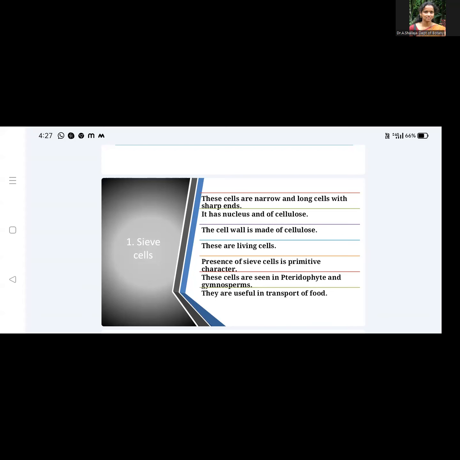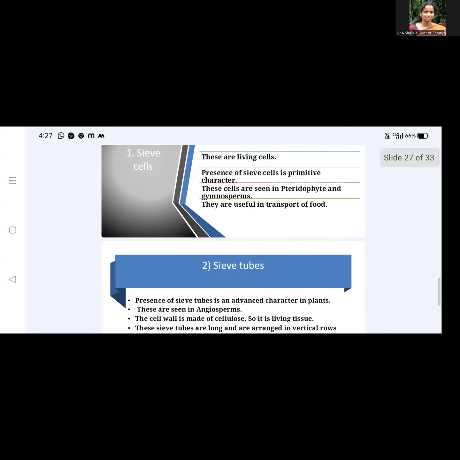The presence of sieve cells is a primitive character. These cells are seen in pteridophytes and gymnosperms. They are very useful in the transport of food.